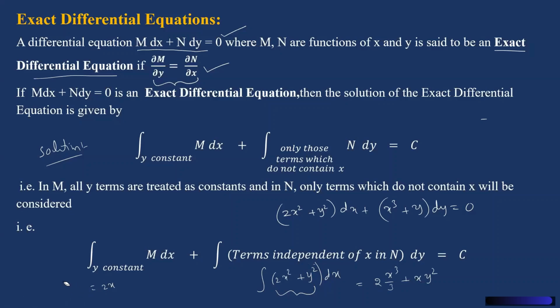Correct? Now, this is about the first term in the given differential equation. Then coming to the second one, we need to take terms independent of x. What do you mean by that? Look at this. Now this is n, x cube plus y. While writing the solution, we take only the terms which have no x. Now here there are two terms. One is x cube and the second one is y. In x cube, clearly there is an x. And in the second term, there is no x. We consider only that term and we integrate it with respect to y.